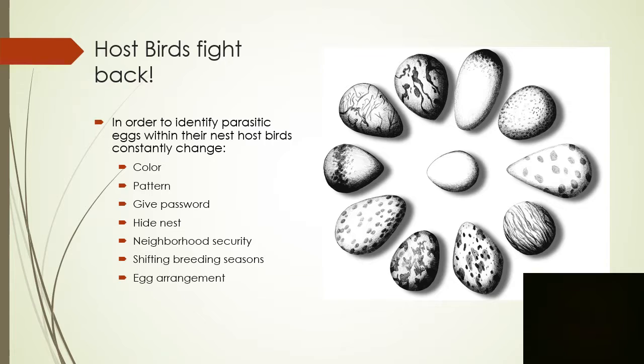And then lastly, another way is egg arrangement. Certain birds actually arrange their eggs in a specific position every now and then. So if the parasitic bird came in and laid their egg, they would know, because they will remember not placing or arranging that specific egg in that position, and the egg will be thrown out in order to prevent it from taking over.